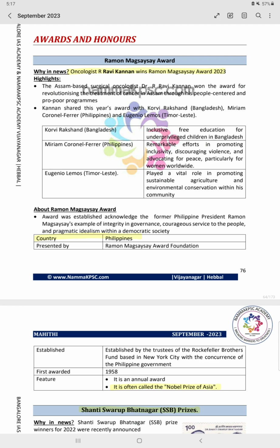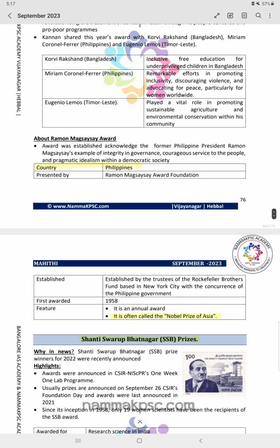Then we have the Ramon Magsaysay Award. One Indian, Ravi Kannan, an oncologist, got this Ramon Magsaysay Award in the year 2023. He got this basically for treating cancer. And there are some basic things about this Ramon Magsaysay Award. It is by the Philippines, and it is also called the Nobel Prize of Asia.